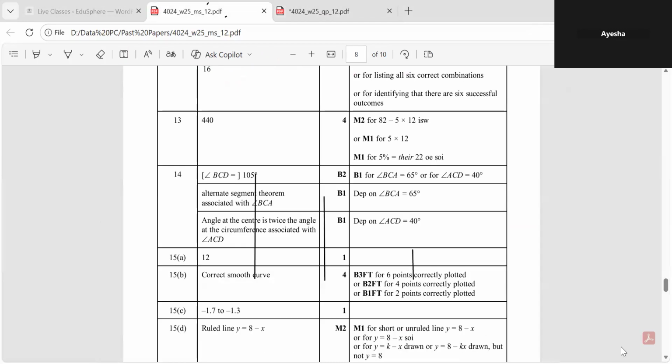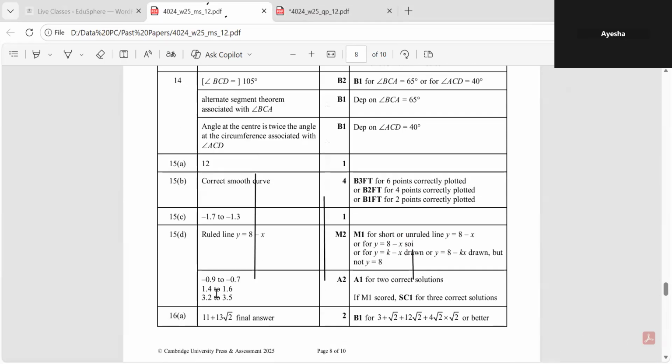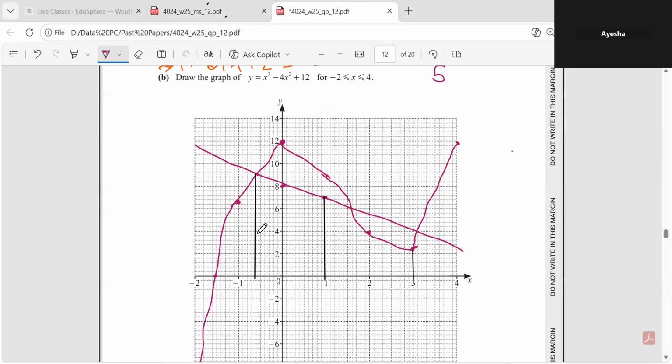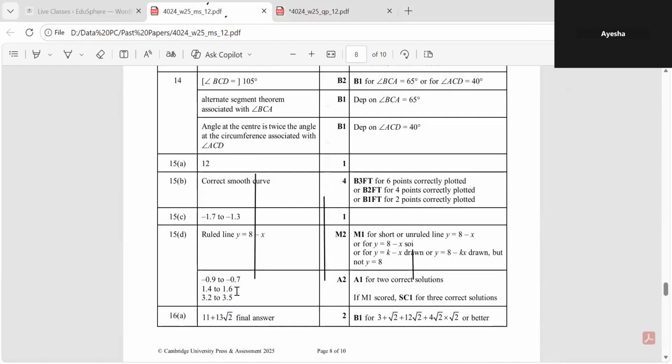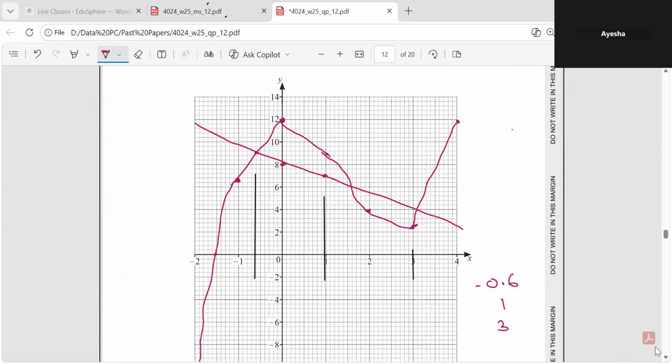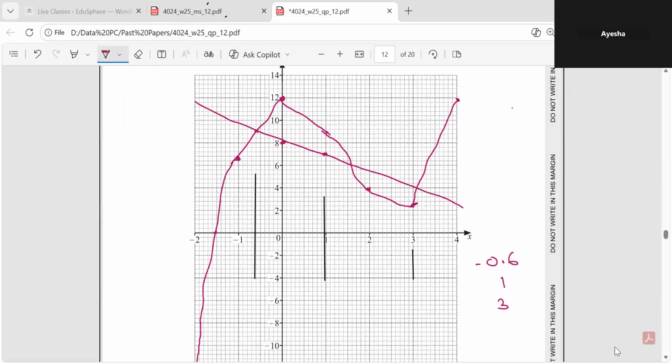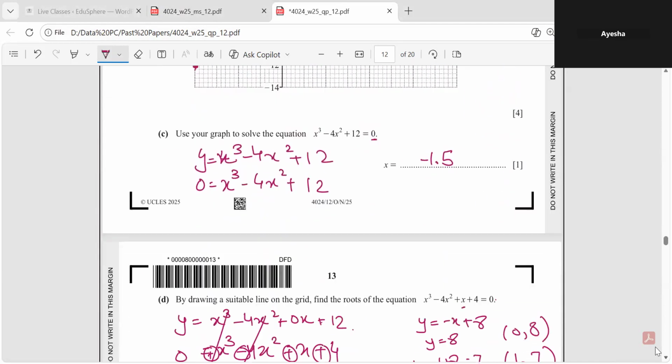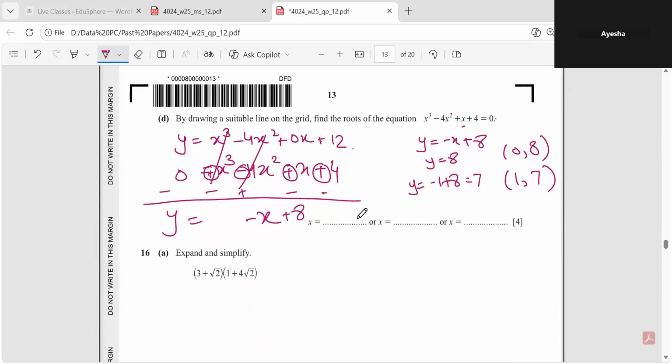In this place, they have given us the line is completely fine, and they have given us the range minus 0.9 to minus 0.7. We had got minus 0.6, then positive 1 and then positive 3. The values they have given us are from 1.4 to 1.6, and from 3.2 to 3.5. So almost these values, if you carry on with a proper graph, will be equal. So the values we can write are minus 0.6. According to your graph, if it's a proper graph, you can get the value as 1.3, or here you can write the value as 3.5.